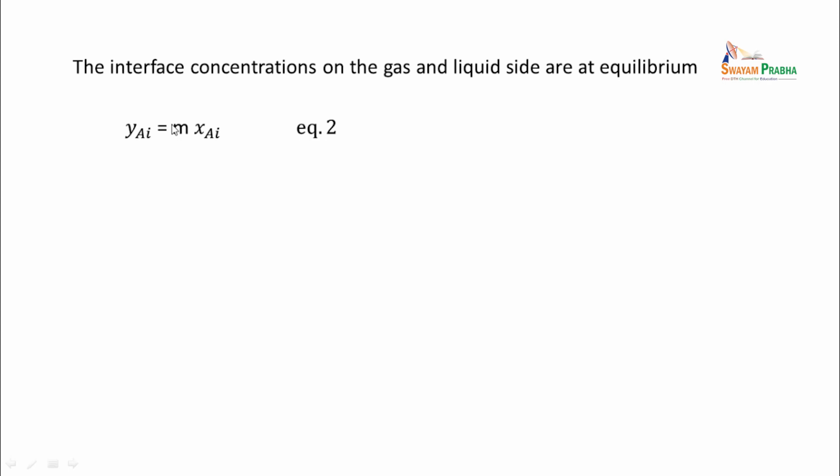We are looking at piecewise linearity of the overall equilibrium curve, and we are taking that to be a linear relationship between YAI and XAI in that small region. Let us call this equation 2. M is the equilibrium constant. This is usually the Henry's law constant.